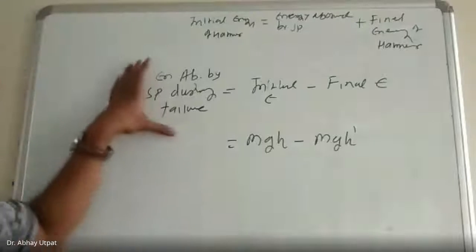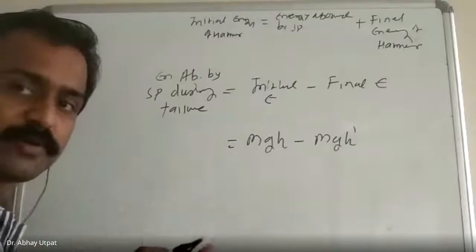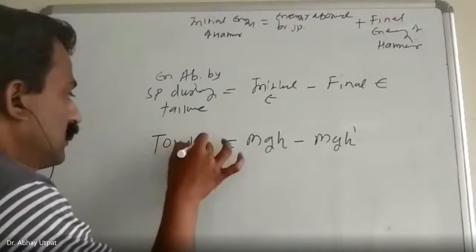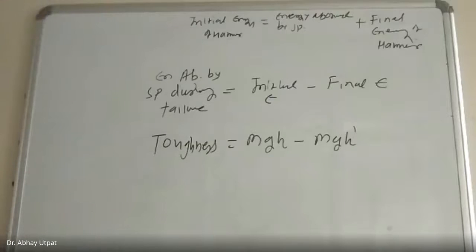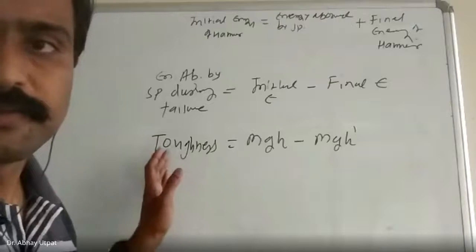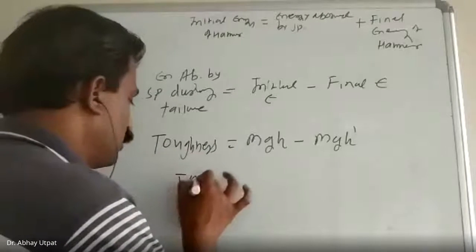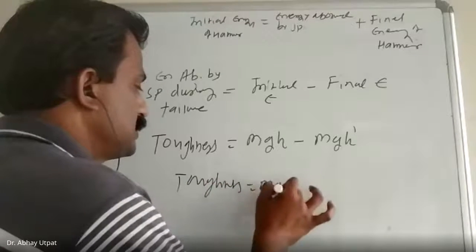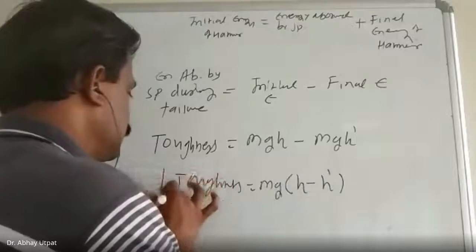Now, what is energy absorbed by specimen before failure or during failure? It is toughness. The definition of toughness itself is energy absorbed by the specimen during failure. Then toughness is equal to mg in bracket h minus h dash.